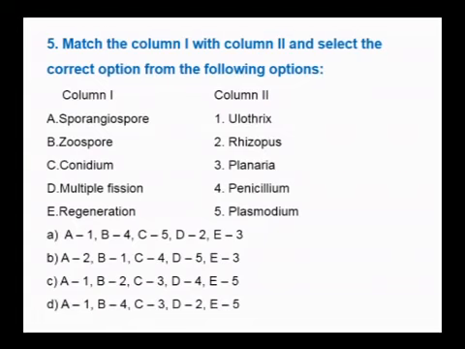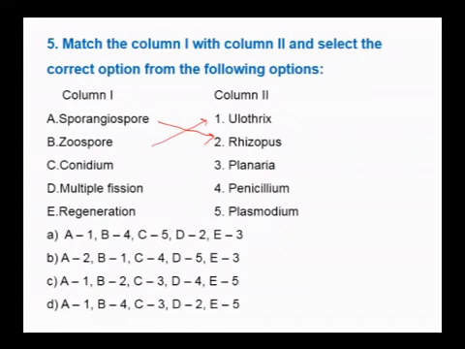Okay, question number 5. Match column 1 with column 2 and select the correct option from the following options. In column 1, different asexual reproductive structures are given. In column 2, the organisms are given. Sporangiospores are the asexual spores found in phycomycetes, a fungi. One example for a phycomycete is Rhizopus, therefore sporangiospore goes with Rhizopus. Zoospores, which I already discussed in the previous slide, are motile endogenous spores which are very common in algae. One example of algae is Ulothrix here, therefore zoospore goes with Ulothrix.